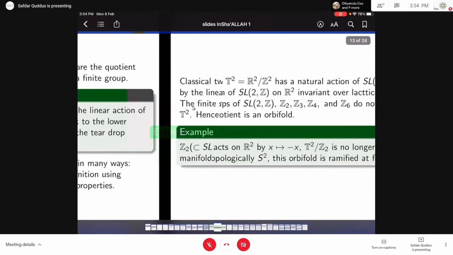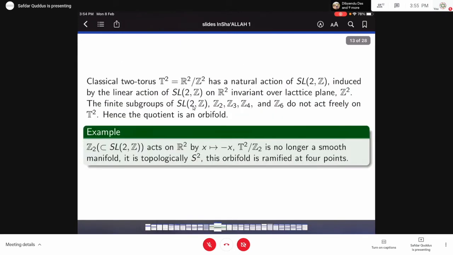One more example: we have the classical torus, the two-torus, that's the plane mod the lattice, and we look at the finite subgroups of SL2Z acting on the torus. For example, Z2 acts on the torus, so that gives again a sphere topologically, with ramification. So basically, it's a different space altogether, which is not smooth. We have derived a new space from an old space, which was a manifold. The new space is not, and this new space has different properties topologically also.